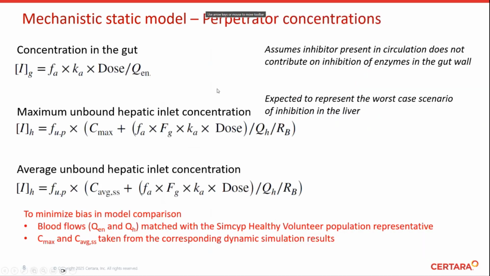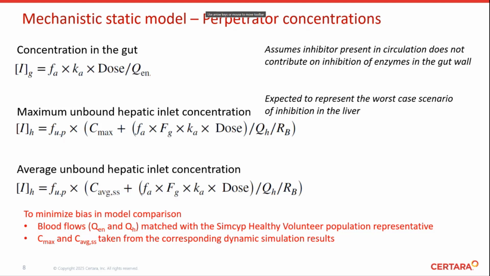Then going into the perpetrator concentration side of the mechanistic static model. The concentration in the gut is derived from the fraction absorbed, the absorption rate constant, the dose, and the blood flow clearing the compound from the gut wall to circulation. With this, we are basically assuming that the inhibitor present in the circulation does not contribute to inhibition of the enzymes in the gut wall at all.